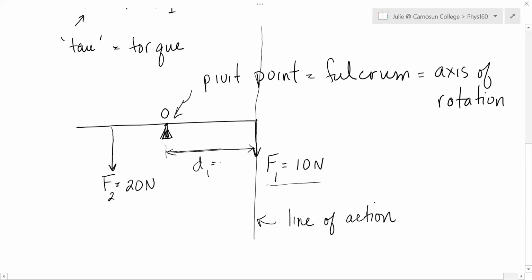And let's say that we're told this is 2 meters. Now over here, the line of action for F2 is this line we draw here. And then D2 is measured from O over to this line. Okay, so we want to calculate the torques due to these two forces.